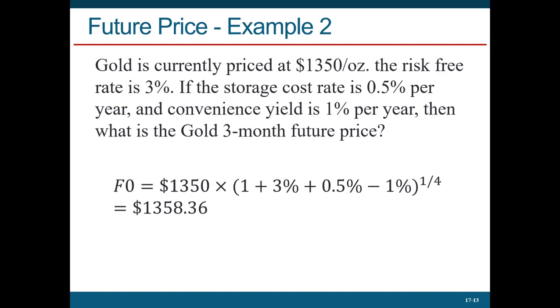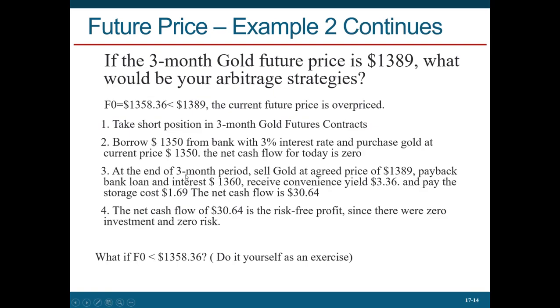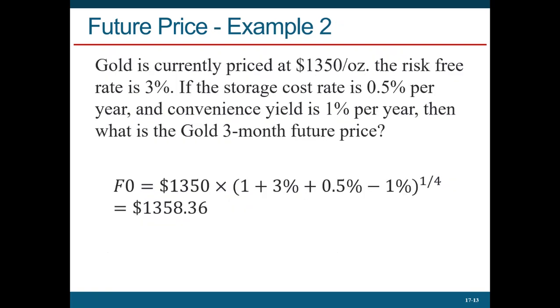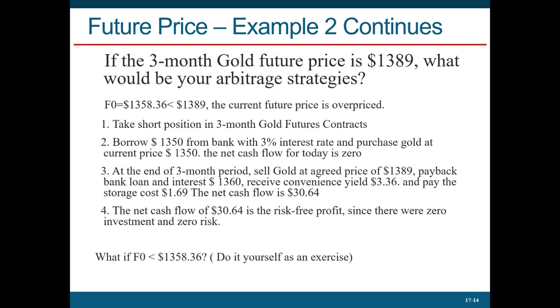So this F0, the future price, where 0 means right now, the future price of gold right now for this 3-month futures contract equals $1,350 times 1 plus interest rate plus storage cost rate minus convenience yield, raised to the power of 1/4. It equals $1,358.36. And this price has to hold. This price has to hold. Otherwise, there will be an opportunity for arbitrage.